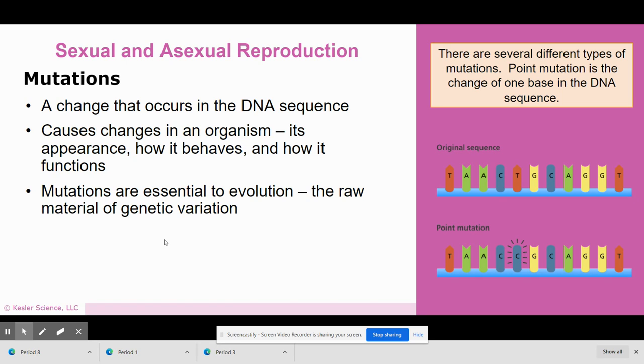But these mutations are essential to evolution. They're the raw material of genetic variation. And the organisms that develop mutations that help them survive better tend to pass those beneficial mutations on to their offspring.